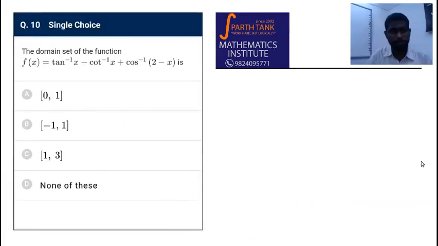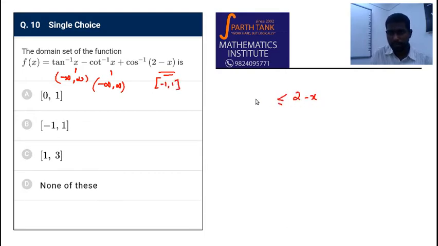Okay, question number 10. The domain set of the function tan inverse of x minus cot inverse of x plus cos inverse of (2 minus x). Now here x can be from minus infinity to infinity, and this also can be from minus infinity to infinity, but this can be from minus 1 to 1 only. That is, 2 minus x should be within this limit. Therefore the first one gives 2 minus x is greater than or equal to minus 1, or x should be less than or equal to 3.